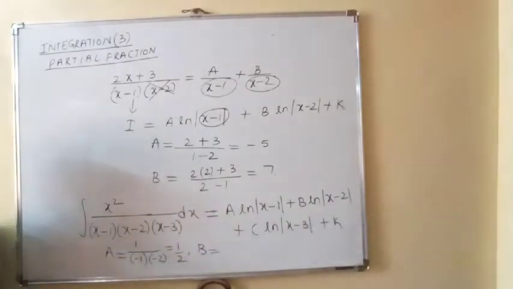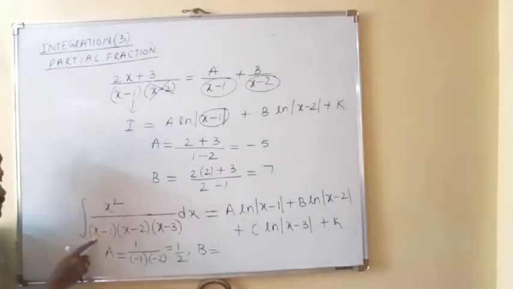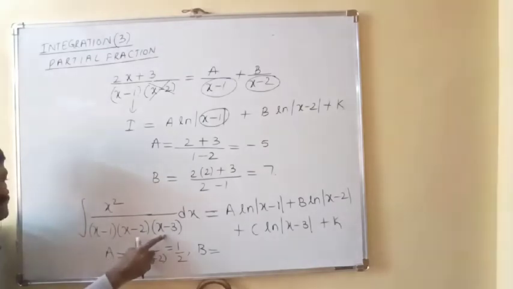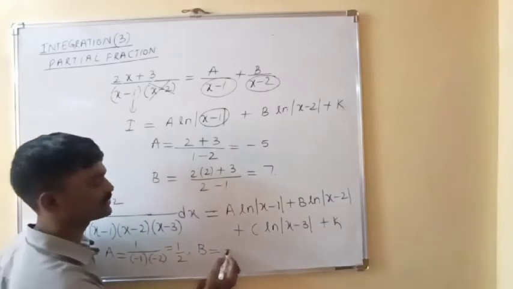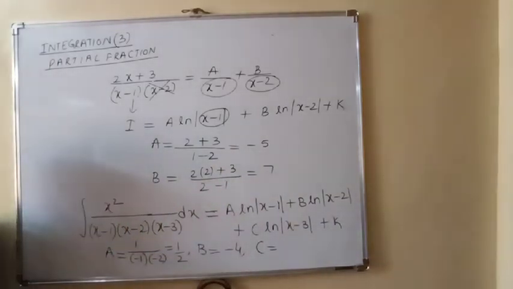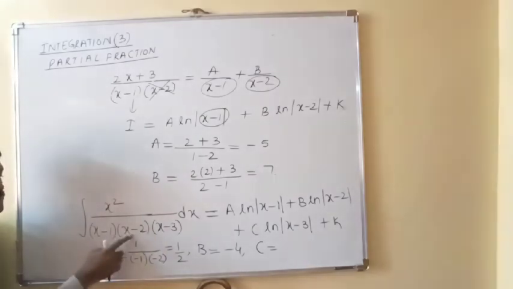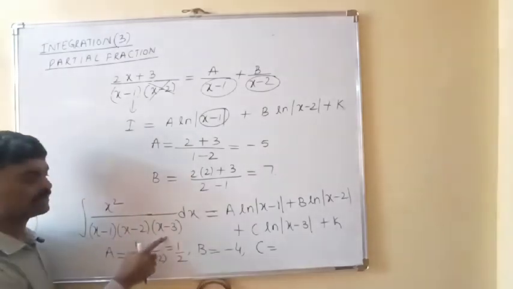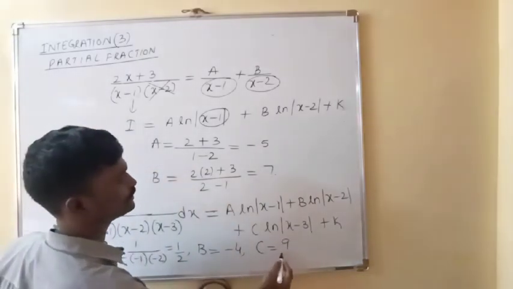Similarly, to get b value, we have to equate x minus 2 to 0. What will we get, x value? 2. If I substitute x value 2 in the given problem other than the factor x minus 2, here 2 square, 4, 2 minus 1, 1, 2 minus 3, minus 1. So 4 by 1 into minus 1, 4 by minus 1, minus 4. Similarly, to get c value, what x value do we have to put? 3. So 3 square, 9. So 9 by 3 minus 1, 2, 3 minus 2, 1. So 2 into 1 is 2. Okay, we don't substitute x value 3 in x minus 3. Correct? So 9 by 2.